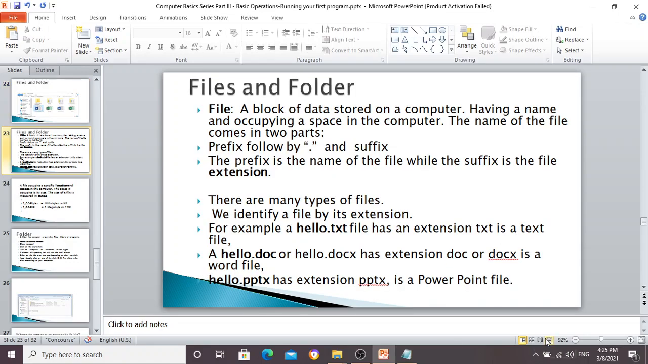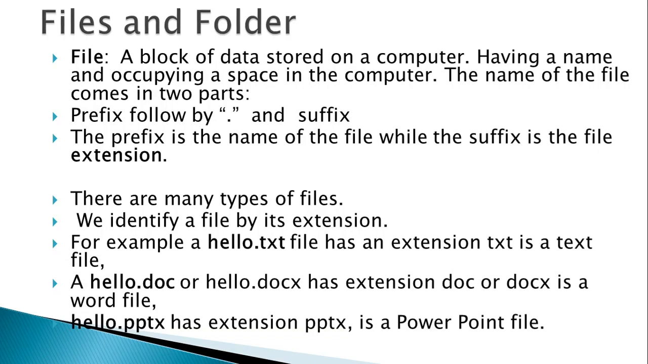So, what is a file? A file is a block of data stored on a computer, having a name and occupying space in the computer. That's all. The name of the file comes in two parts: the prefix, followed by a dot and a suffix. The prefix is the name of the file. For example, we have seen "my first program", that's the name of the file. Dot, and the suffix is what? txt. So there are two parts.